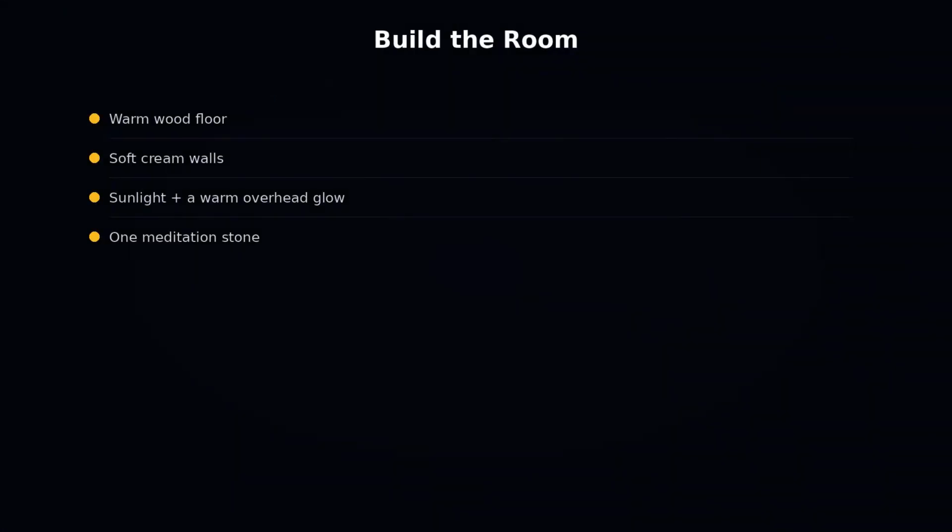Then we build the room itself. A floor in warm dark wood. 4 walls in soft cream. A directional light angled like afternoon sun, and a gentle point light overhead so the space feels calm, not clinical. And 1 small grey stone, resting in front of where you will stand. Later, in Module 3, we make that stone something you can reach out and grab. For now, it is the first object in a world that is yours.